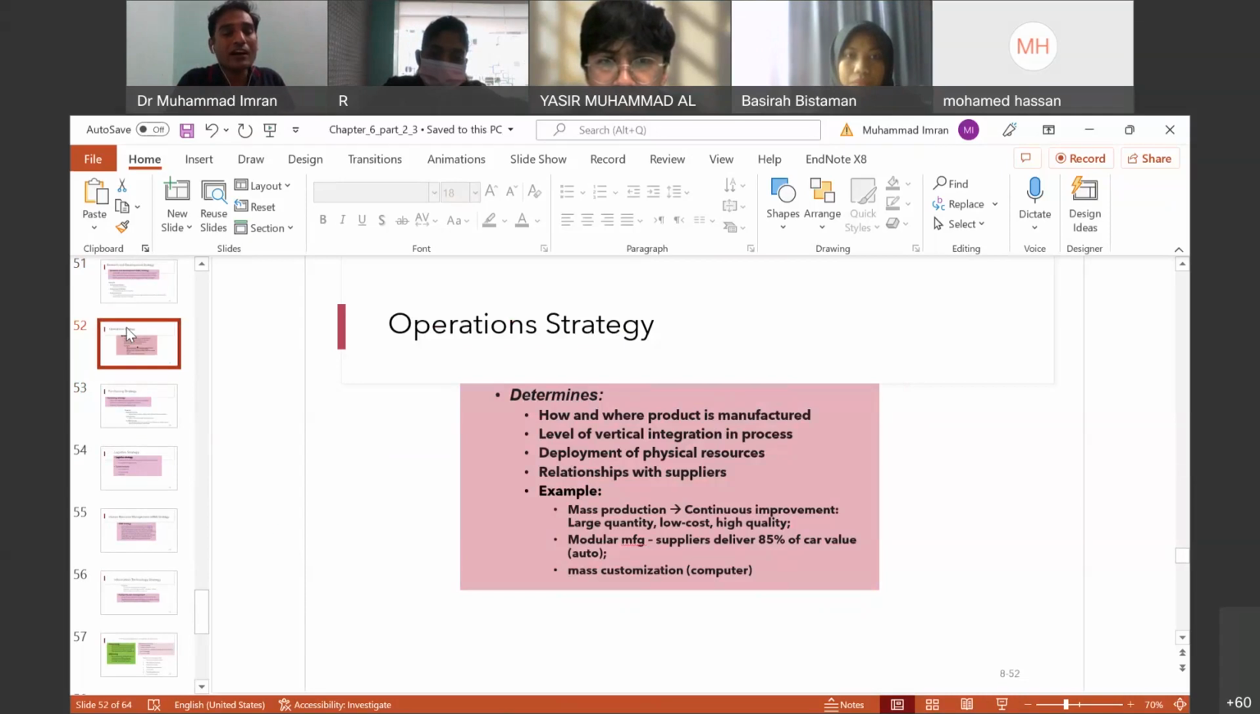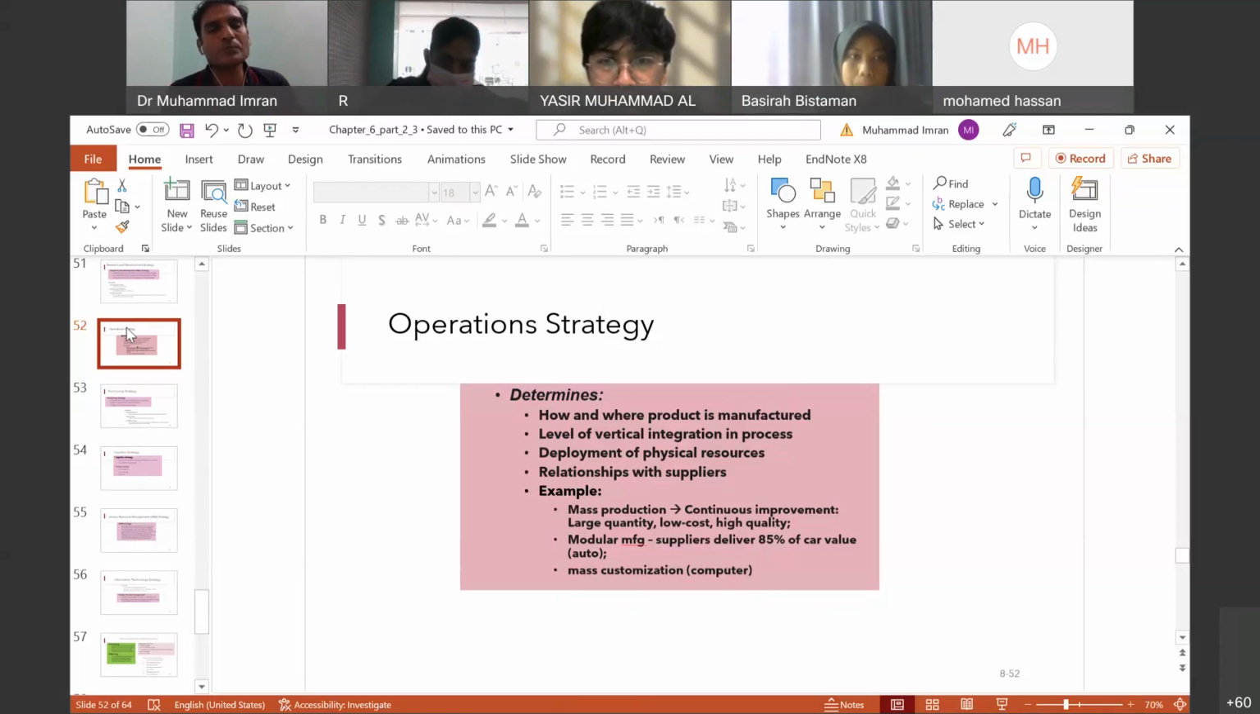What will be the procedure? What will be the material we are using? Many questions we have to answer in this strategy. And where is the product manufactured? The location, something like that, is one of the questions. Level of vertical integration in the process, deployment of physical resources, relationship with suppliers. These are all part of operations strategy.